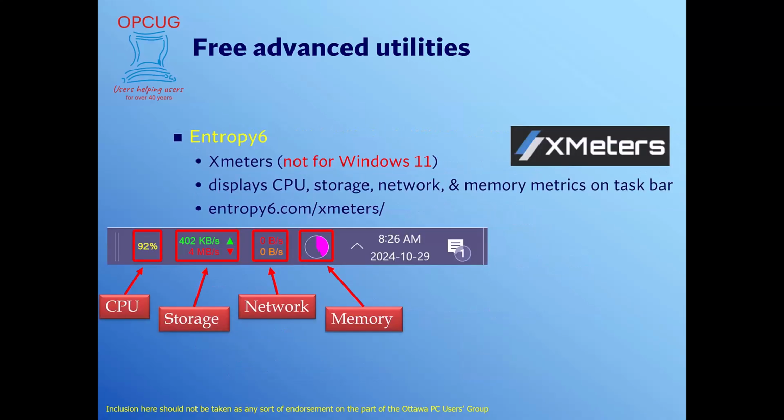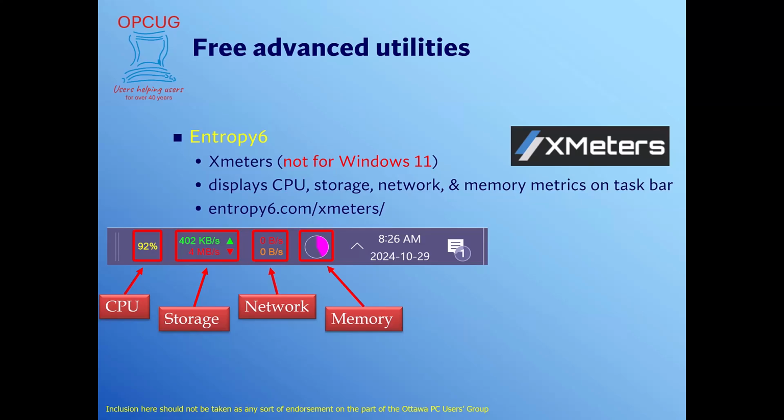Entropy 6, only for Windows 10 users, unfortunately. I've written to the vendor several times to ask if he's going to do one for Windows 11, and I never got a reply. But they have a program called XMeters, which is really cool. What it can do is put on your taskbar those four metrics for CPU activity, storage or disk activity, network activity, and memory utilization. And you can have it show in various ways. You can have it show with numbers, charts, bar charts. You can have different colors.